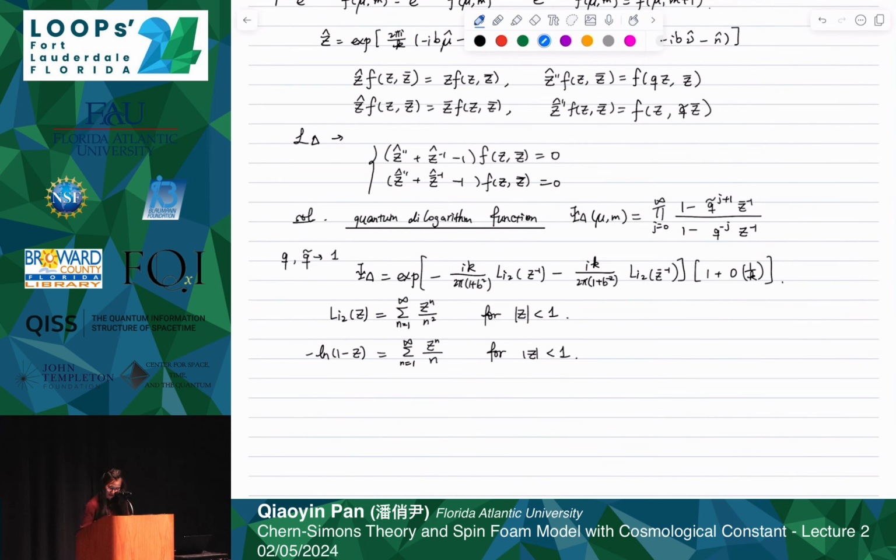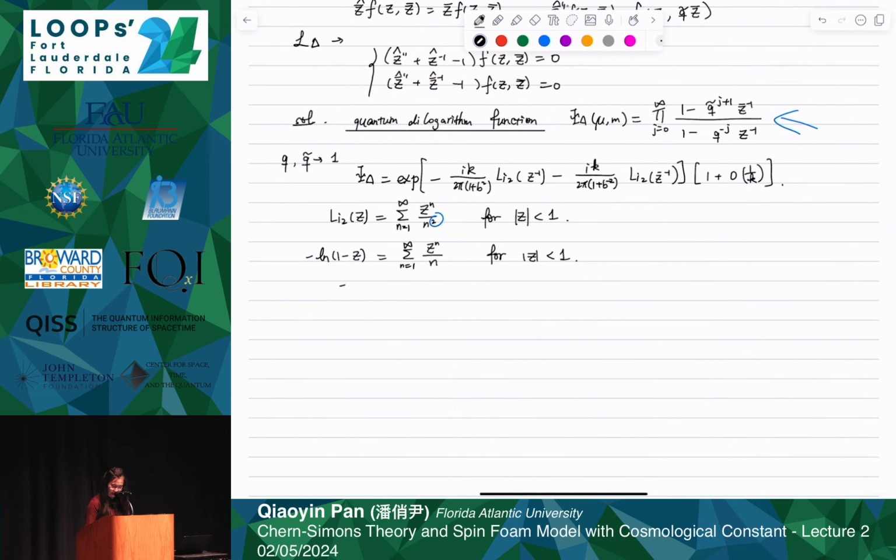Then now you see, this is just an analog of the logarithm function, obtained by changing this n to n squared in the power, in the denominator. That's why it's called the dilogarithm function. And the quantum dilogarithm, because we recover the logarithm function in the classical limit, so we call this function the quantum dilogarithm function.